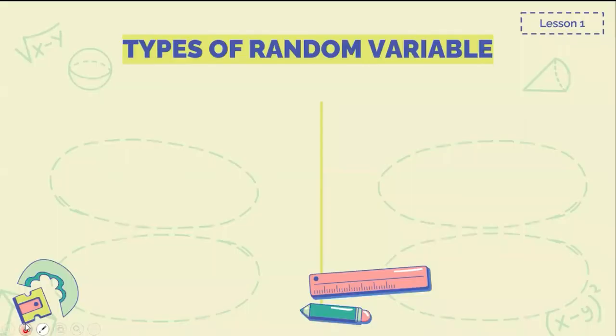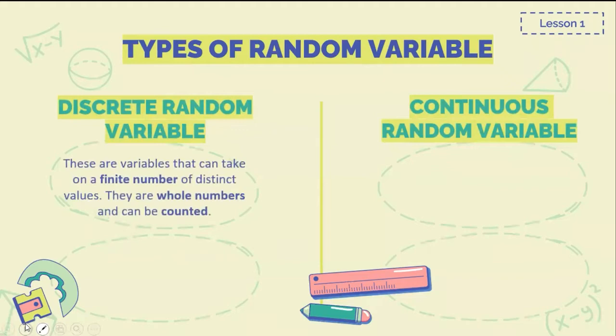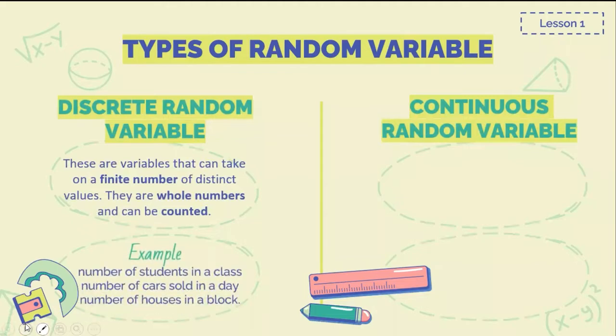We have two types of random variable. The first one is the discrete random variable. These are variables that can take on a finite number of distinct values. Keep in mind, they are whole numbers and can be counted. Examples are the number of students in a class, number of cars sold in a day, and number of houses in a block.